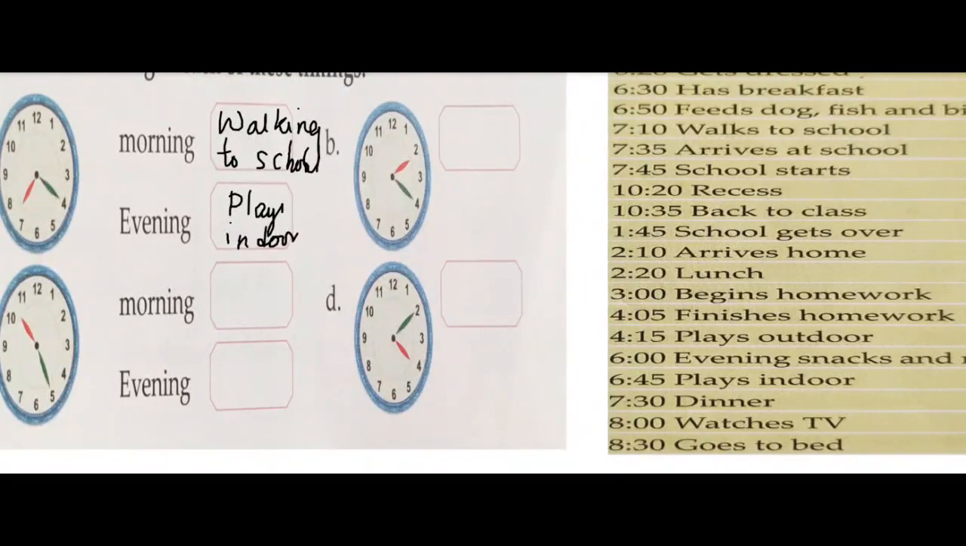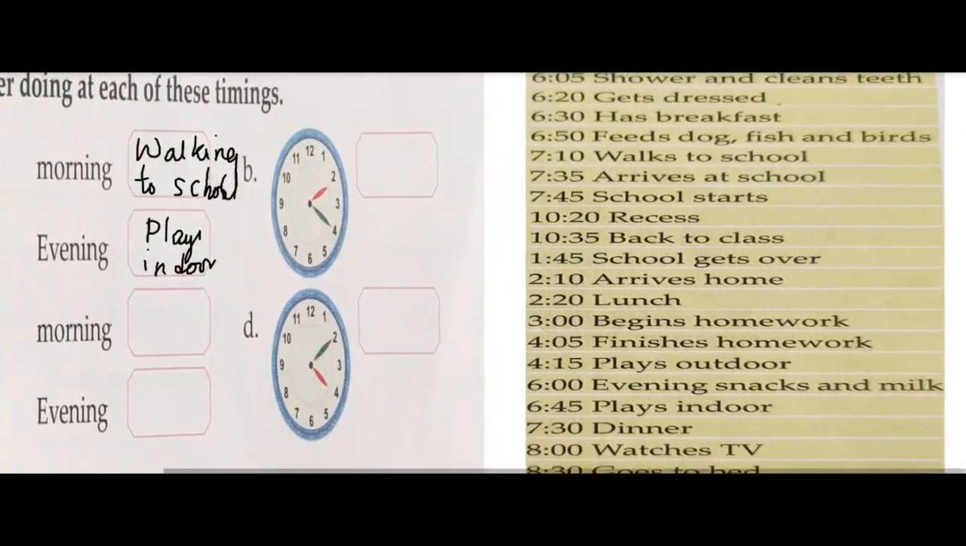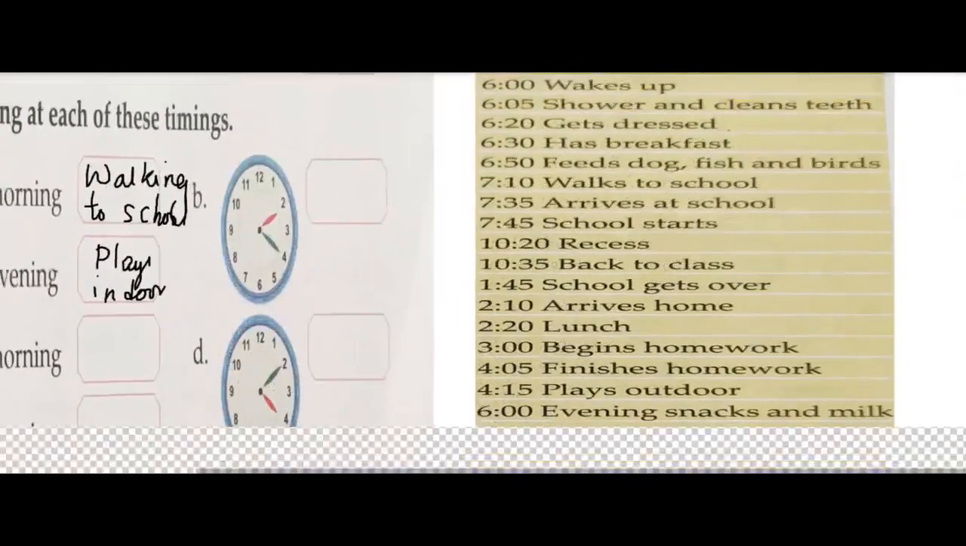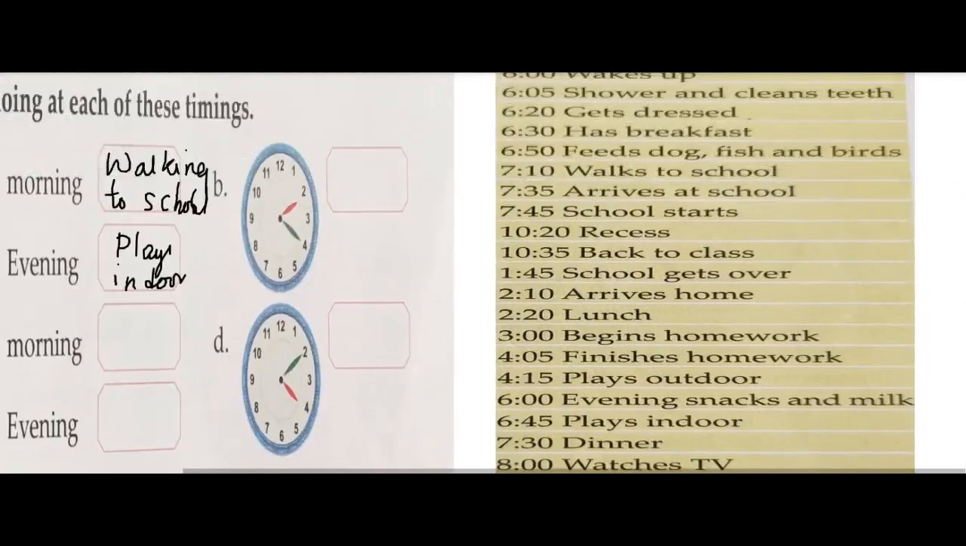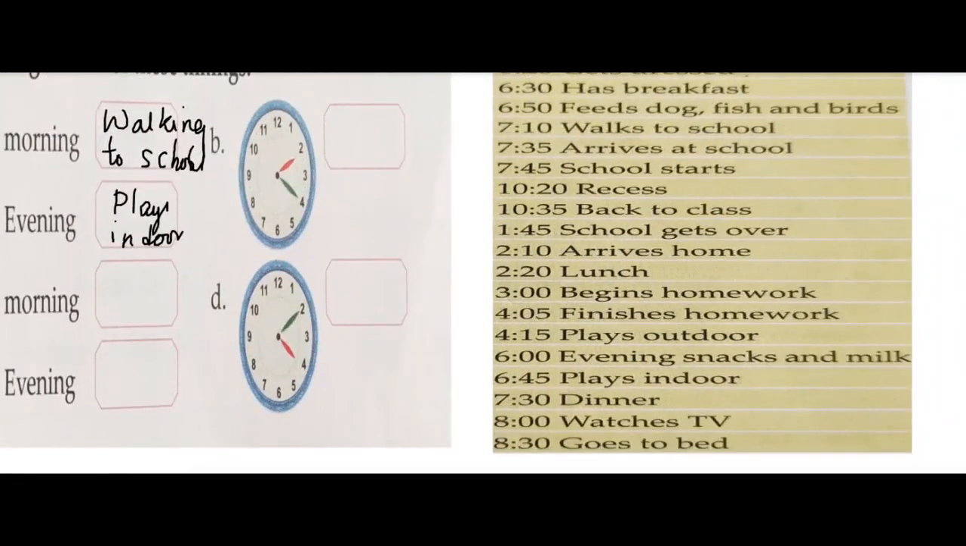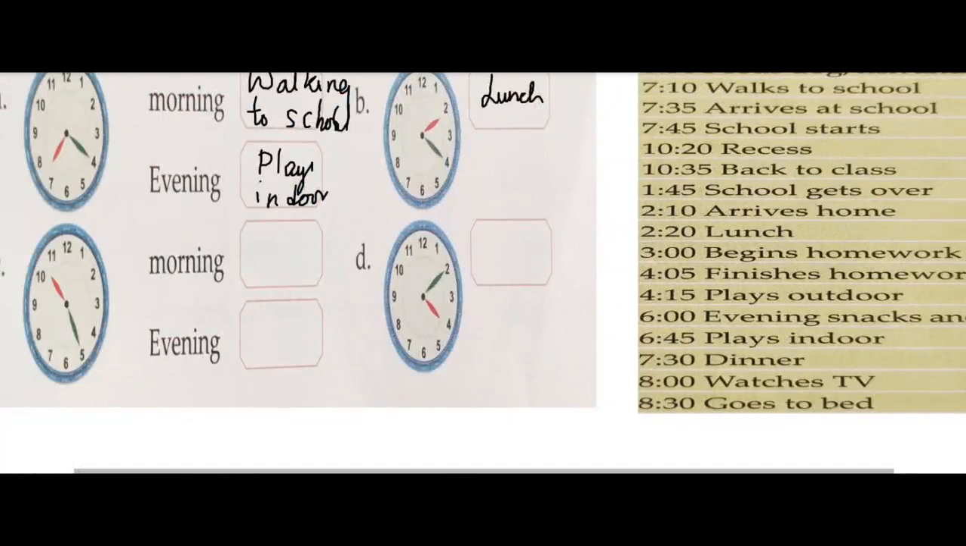Now next, clock B shows the time 2:20. Okay, here you have to write for the morning only, or the afternoon only. At 2:20 he is having his lunch. So you can just write lunch here. Okay, next 10:25. So in the morning at 10:25 he is having recess in the school. So you can write recess. And in the evening at 10:25 he is sleeping. Yes, he goes to bed, that means he is sleeping.